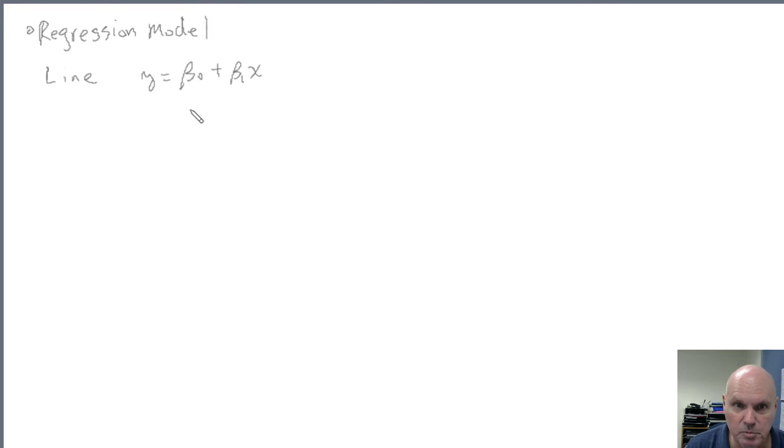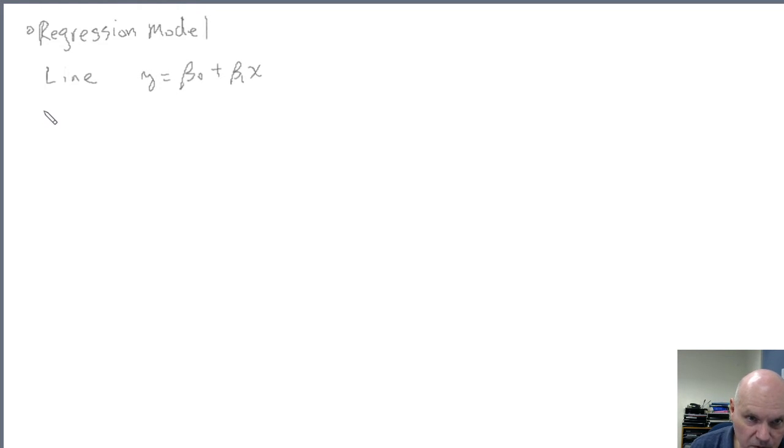Okay, let's talk a little bit about the regression model. This is the equation of our best fit line that fits to our data. We'll express the regression line in intercept-slope form. Beta 0 is the y-intercept, beta 1 is the slope, and we'll write the regression line as y is equal to beta 0 plus beta 1 times x.